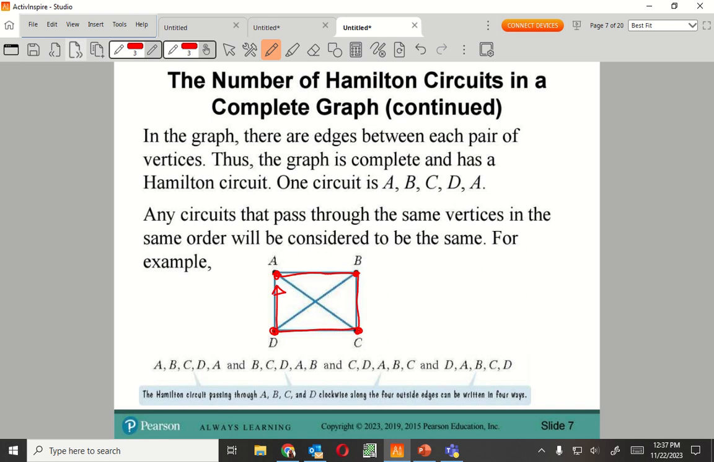Any circuit that passes through the same vertices in the same order will be considered the same. So now, if you notice, if I start at A and went B, C, D, then back to A, that's a circuit. It would mean exactly the same thing if I started at B. I would have gone B, C, D, A, B. Those are the same orders, going all the way around, because the circuit just happened in the same order.